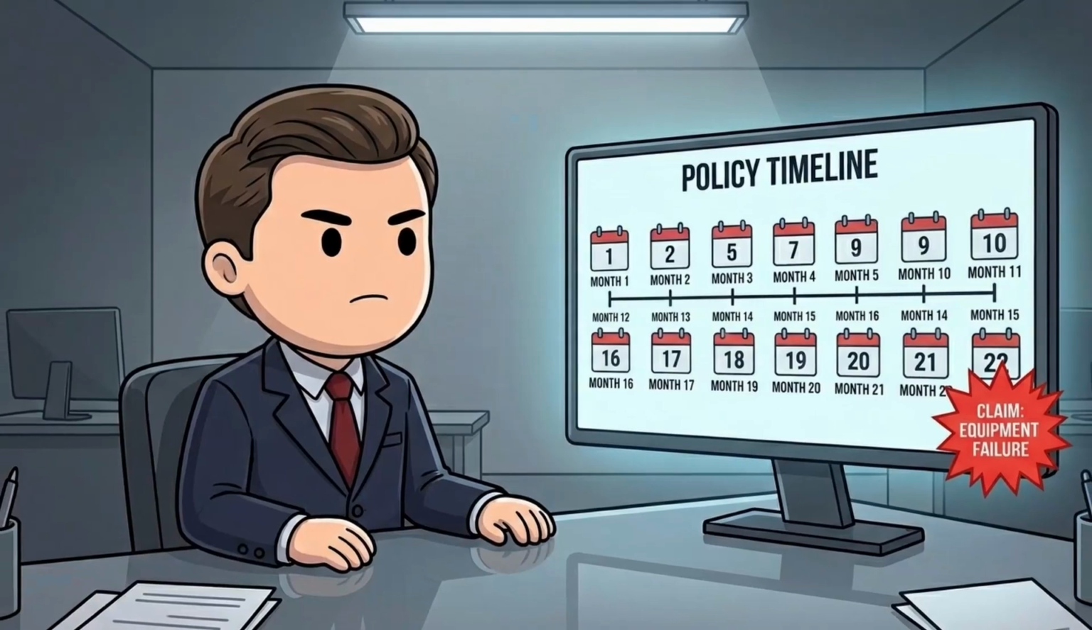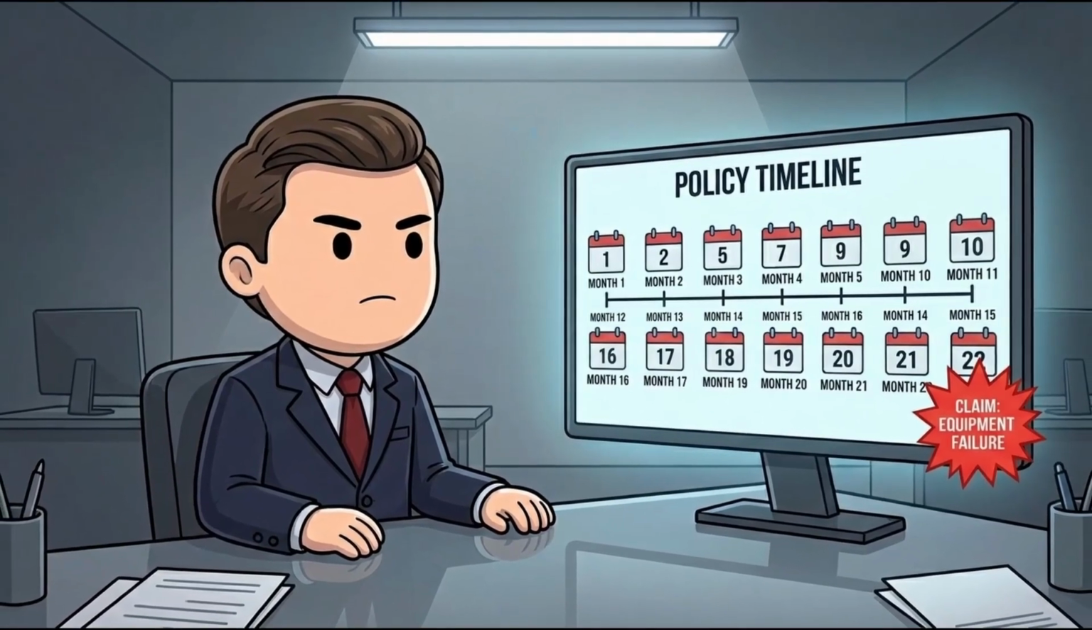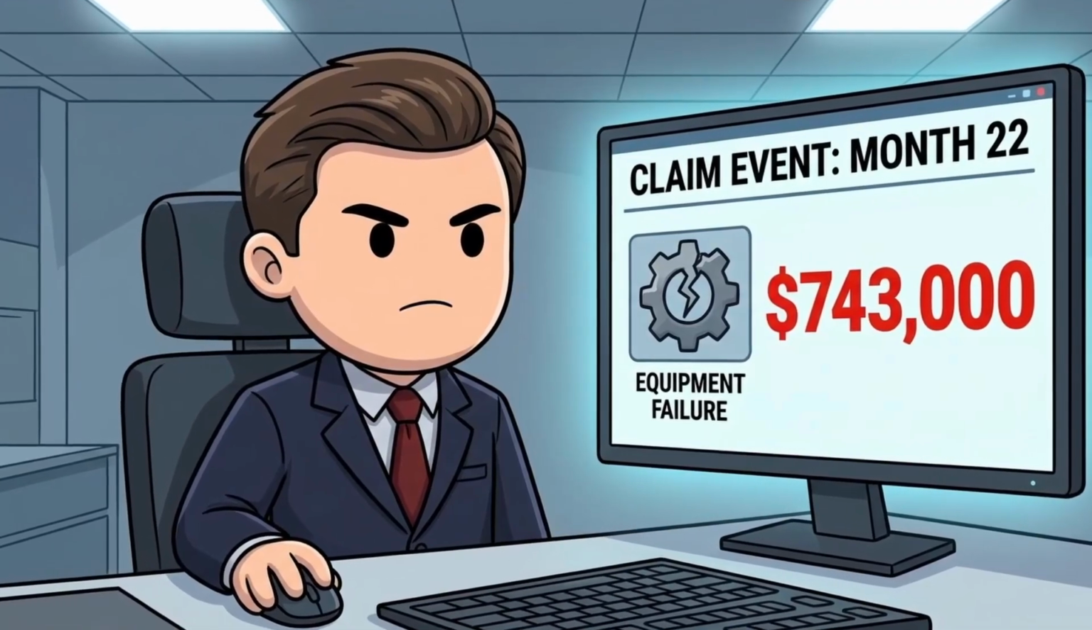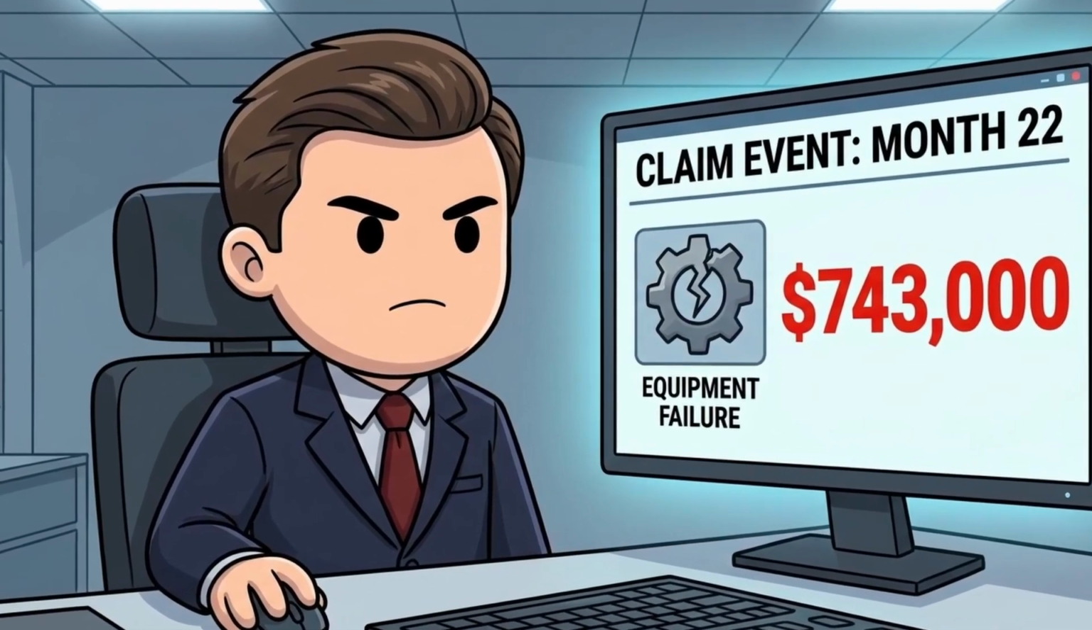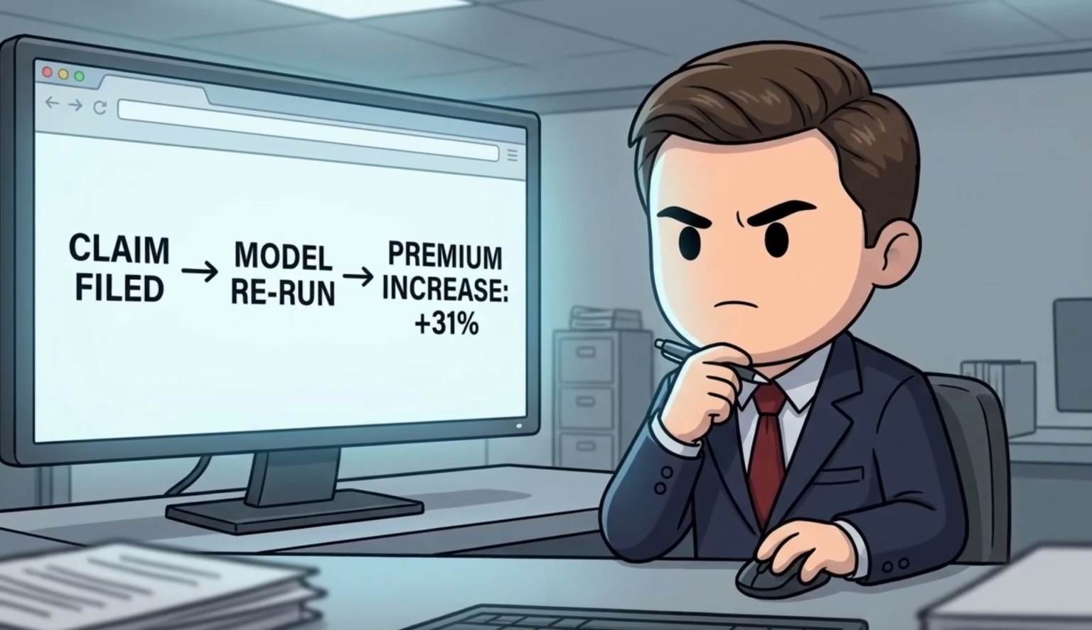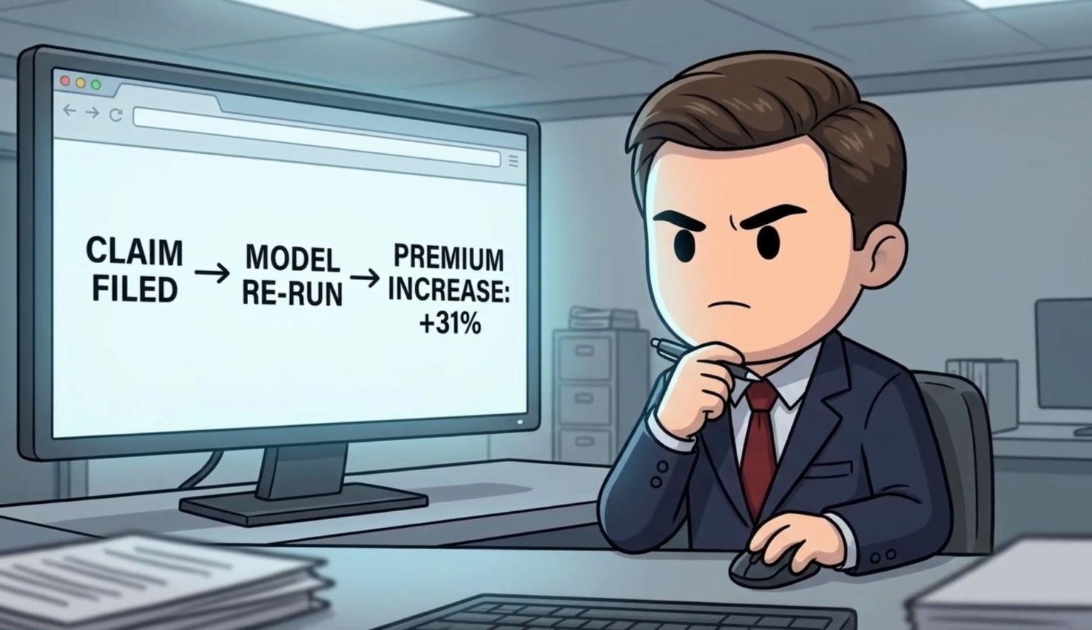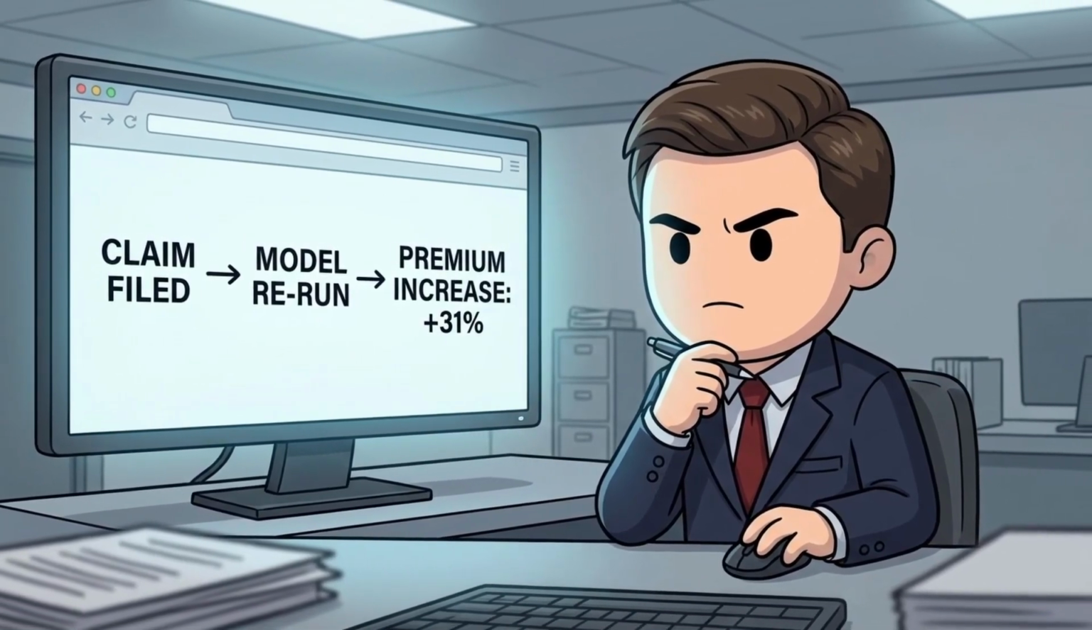The company will file a claim in 22 months. A piece of equipment will fail. The claim will be $743,000. The policy will cover it. The underwriting model, run again at renewal, will increase the premium by approximately 31%.